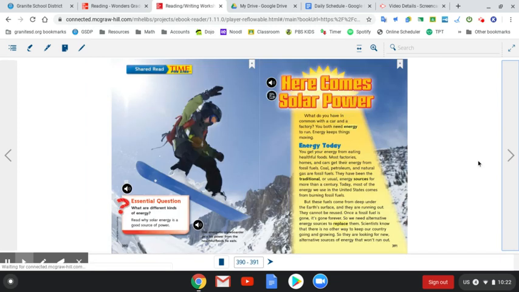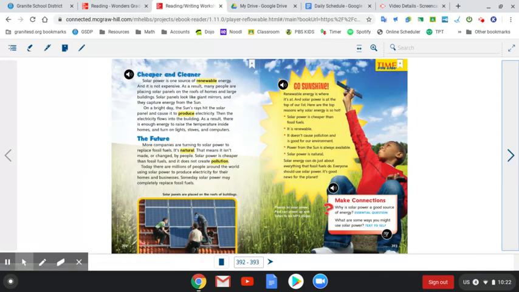Okay, so your first story is Here Comes Solar Power. We're going to read all about solar power. It's a very specific kind of energy. And if you remember, the word solar comes from the word sun. We've learned about the solar system. So hopefully that makes sense to you.